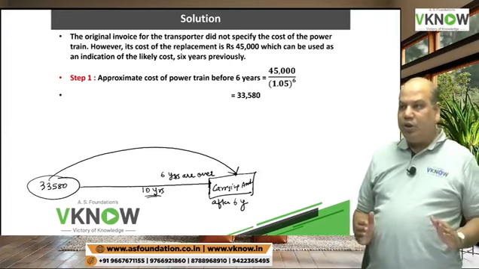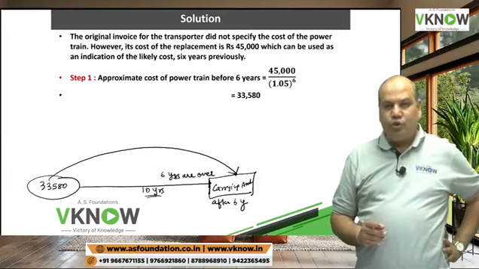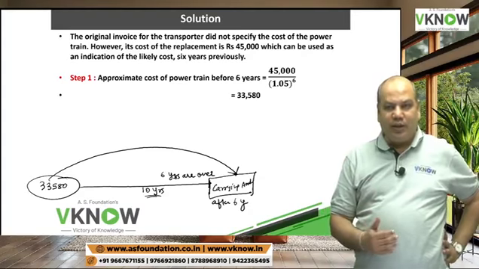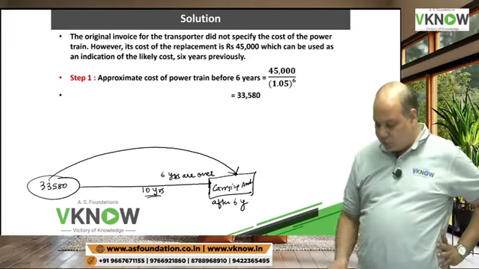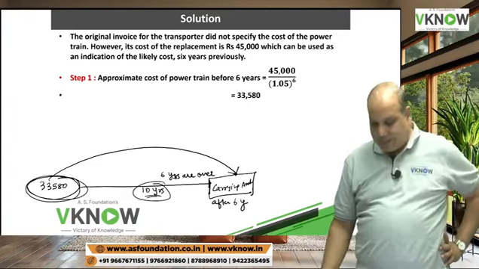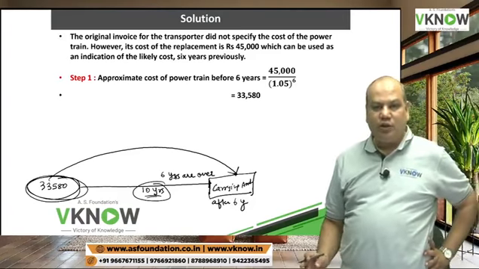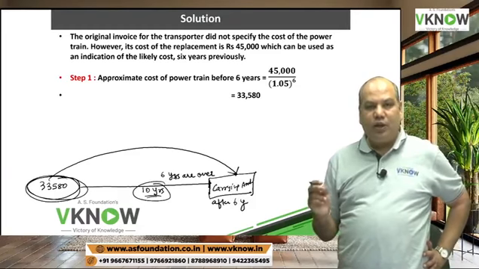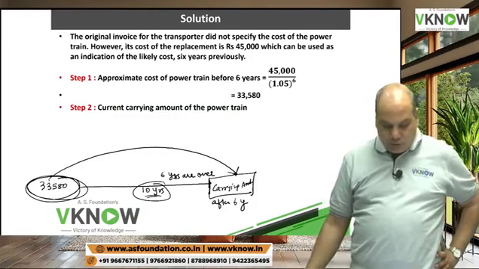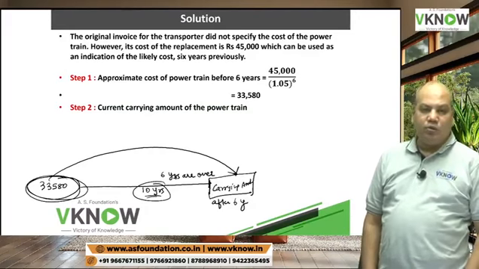So you will have to depreciate it for 6 years. Method of depreciation is straight line. Original useful life was 10 years, which means they are depreciating it over a 10-year period. 6 years are over. So you will divide by 10 and multiply by 6. That will give you total depreciation they have already charged. The balancing figure will be the carrying amount of this power train. Is it right? So write down current carrying amount of the power train.